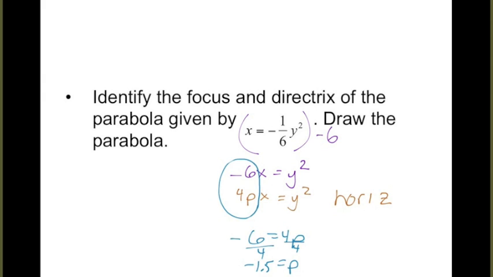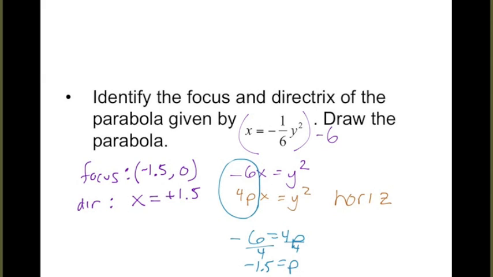That p-value is important because in the chart, that's how we define our focus and our directrix. So in the chart, we are told that for a horizontal facing, the focus is going to be at p, 0, so -1.5, 0. And the directrix is going to be at the equation x is equal to the opposite of p, so that'd be positive 1.5.